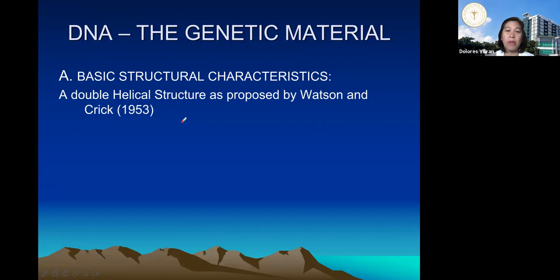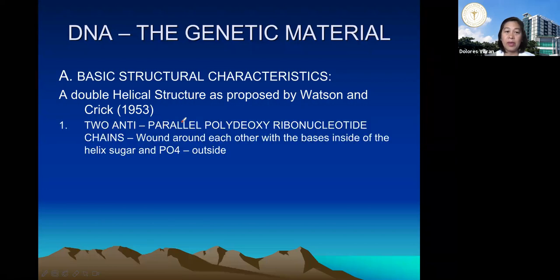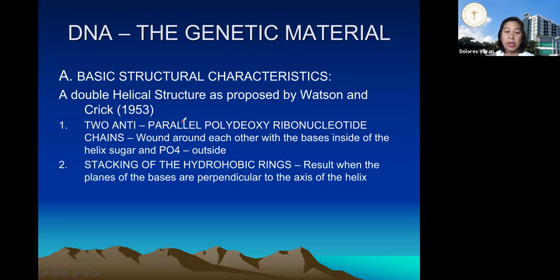So as proposed by Watson and Crick, the DNA as the genetic material is actually composed of double-stranded DNA, and it was proposed in 1953. So you have here two anti-parallel polynucleotide chains, one around each other, with the bases inside the helix, and the sugar and the phosphate on the outside. It is also described as stacking of the hydrophobic rings. Hydrophobic rings refers to the bases.